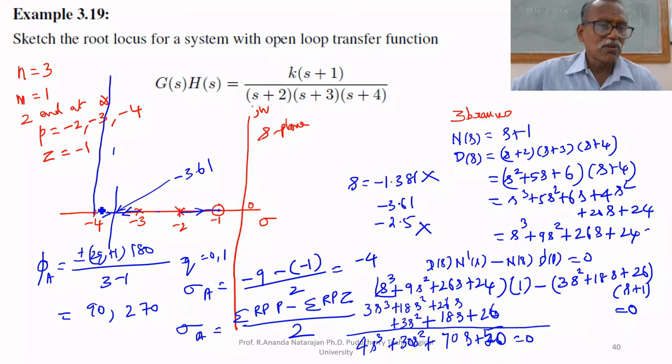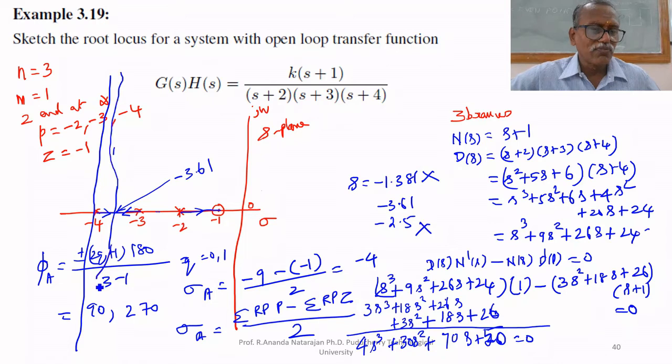One asymptote goes upwards, another one goes downwards. Therefore, the root locus branches come closer to this minus 4 and go to infinity like this. This is the asymptote.